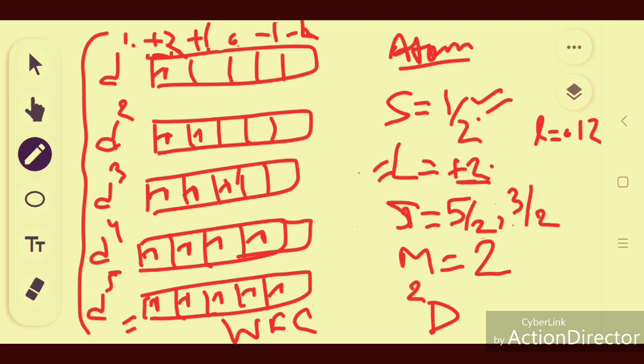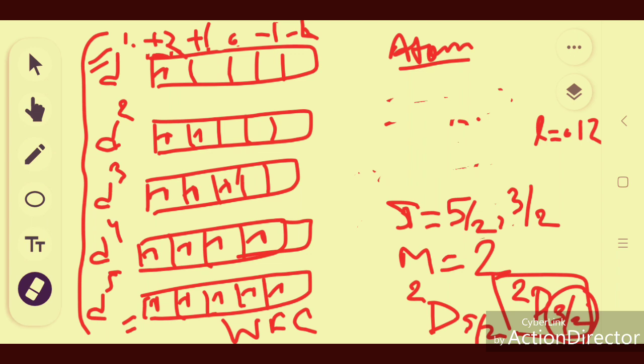And J values are 5 upon 2 and 3 by 2, so there may be two ground states, 2D 5 by 2 and 2D 3 by 2. Because this configuration is less than half filled, we have to choose the lesser value of J. So this will be the ground state term according to Hund's rule.